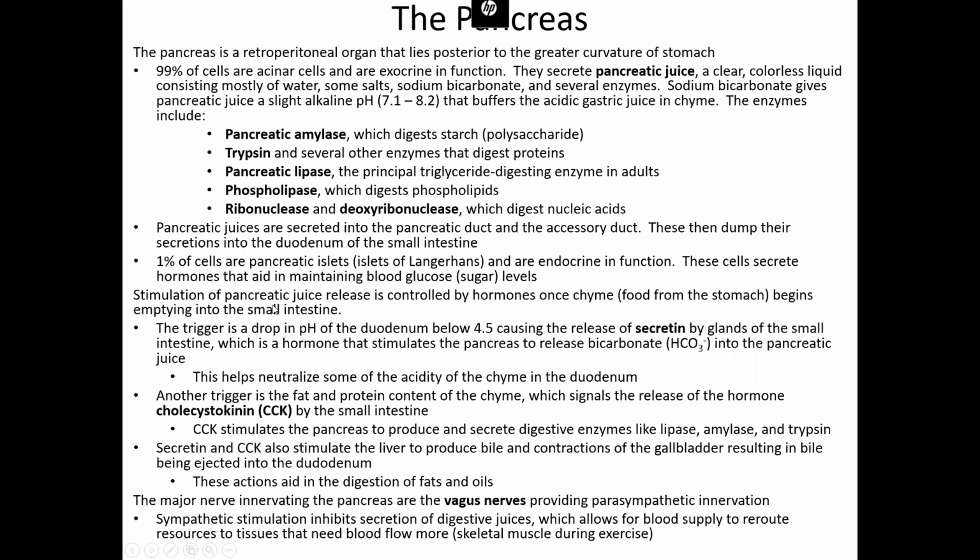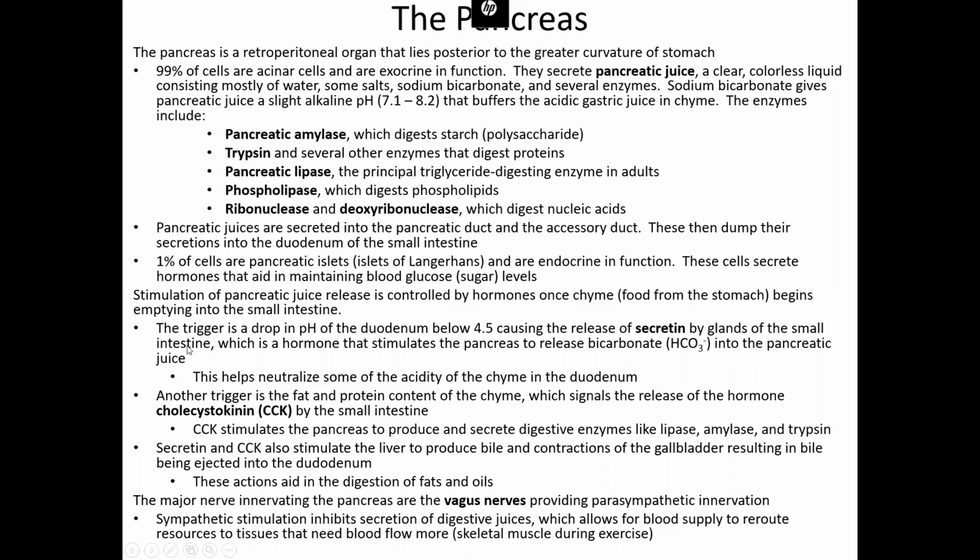The stimulation of pancreatic juice release is controlled by hormones. Once we have chyme, remember that's food from our stomach that is now starting to fill up the small intestine. So we're releasing it into the small intestine. The arrival of chyme in the small intestine is going to drop pH in the duodenum below 4.5, triggering the release of secretin.